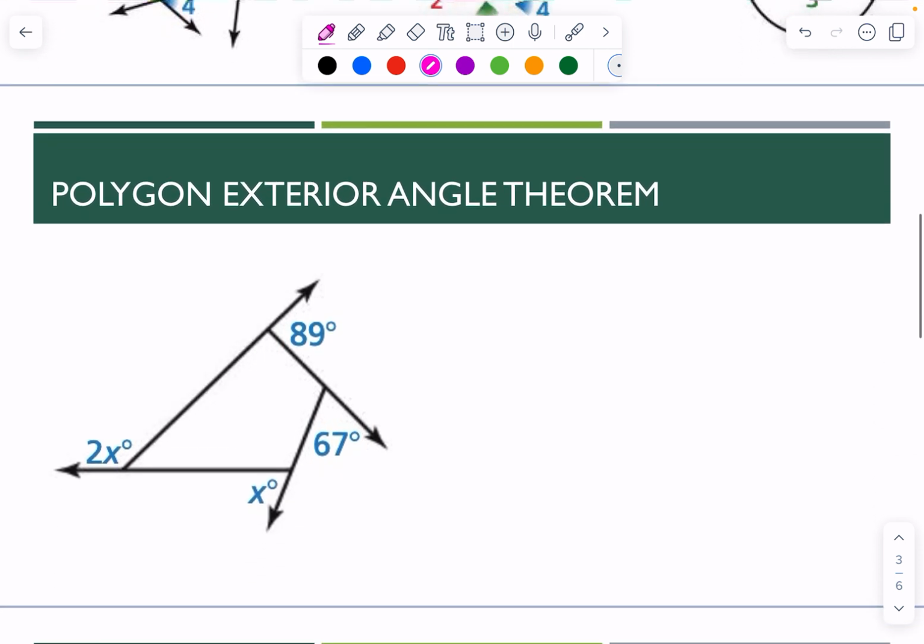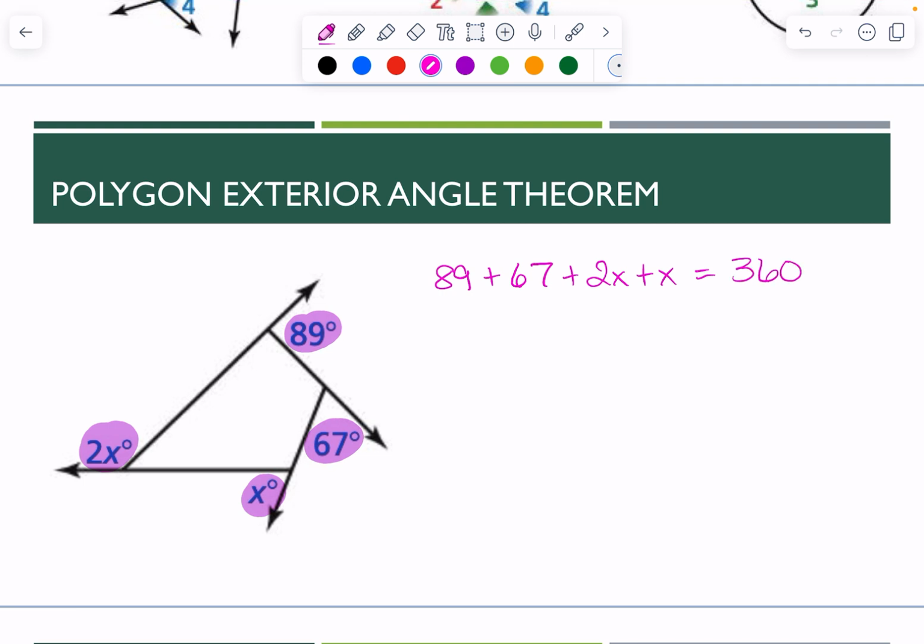So how do we use this? Well, here we'll notice that we have 4 angles. We have 89, 67, x, and 2x. And we can take those and say 89 plus 67 plus 2x plus x equals 360 degrees.